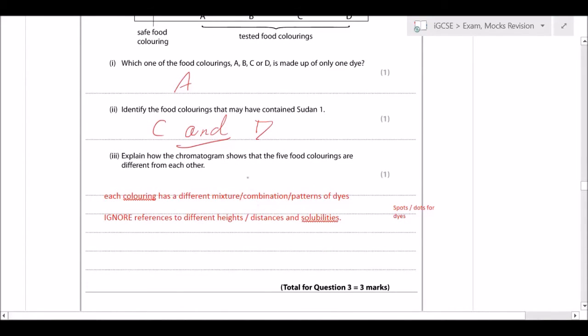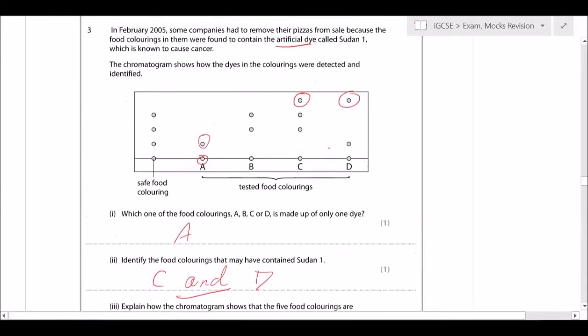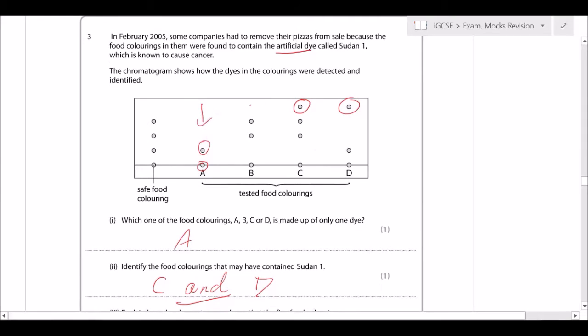Question part 3. Explain how the chromatography shows that the 5 food colorings are different from each other. And quite simply, each coloring has a different mixture or combination of dyes, or different patterns of dyes, and you could have also used the word spot, dye or dots instead. Okay, nothing to do with distance or solubilities. It's quite simply that this pattern here is different to this one and this one and this one. They're all different patterns. Okay, that's it for question 3.